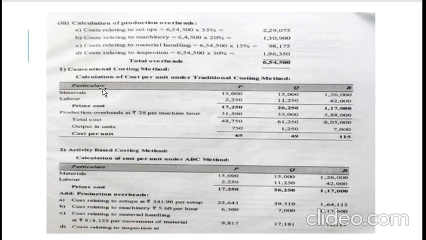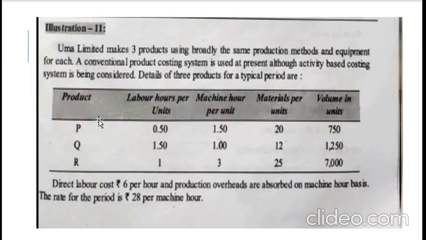So now you can prepare our conventional costing method, which is nothing but your traditional costing method cost sheet. Calculation of cost per unit under traditional costing method, particulars P, Q and R. In this problem, they have given you information about materials. Material per unit is given, as well as labor hour per unit. Then direct labor cost rupees 6 per hour is also given.